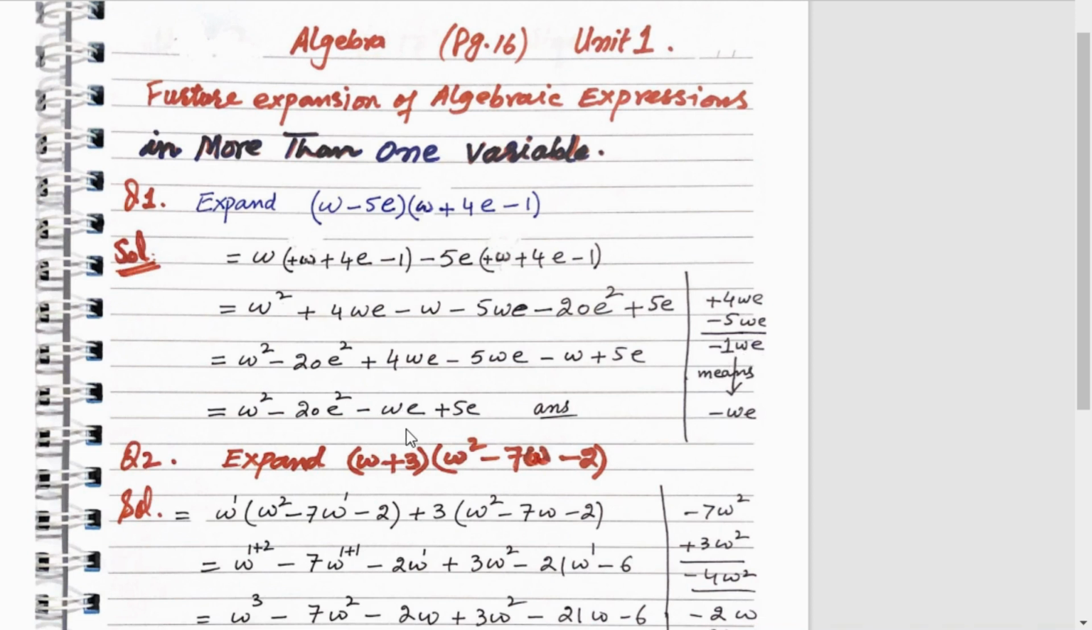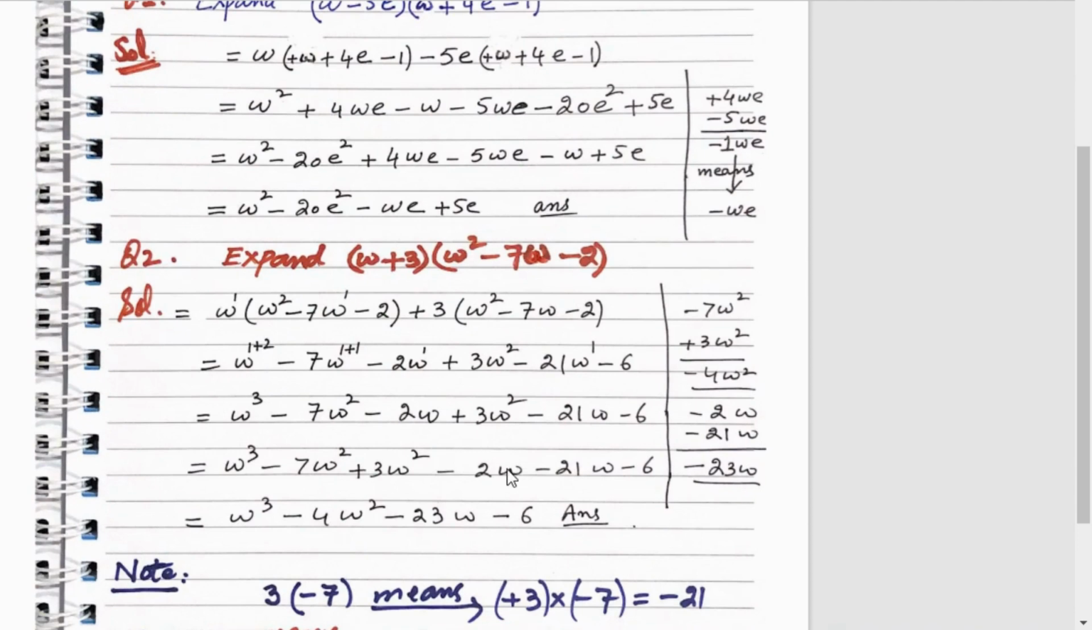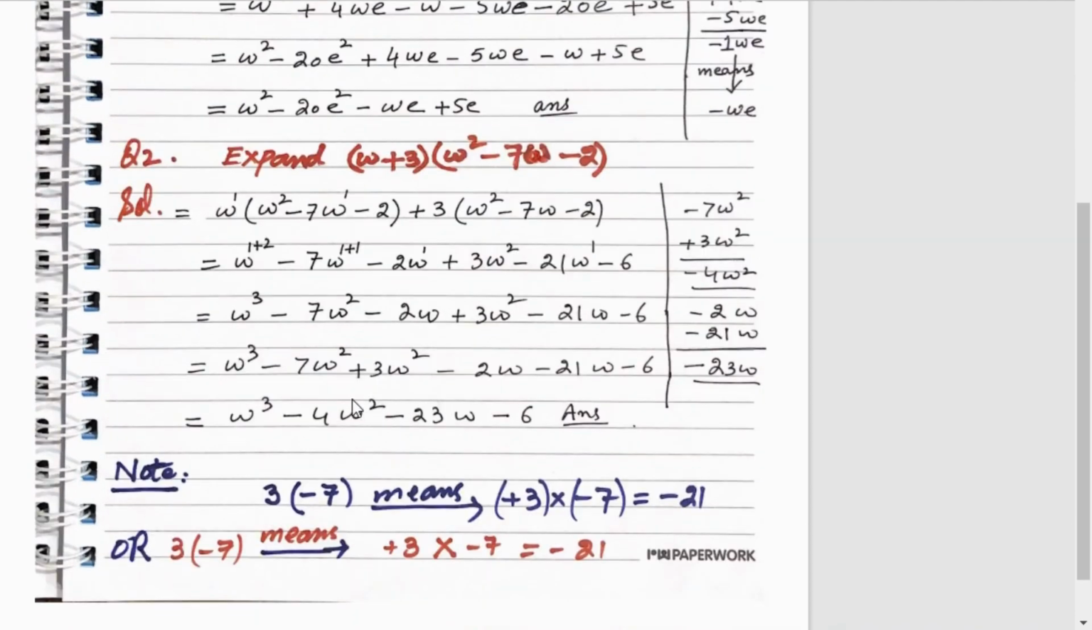It is the simplified form of these two terms. And this whole is the simplified form of this expansion, which is shown to you in the third step. This is the simplified form. We always expand and then we simplify the terms like this. Okay, now come to question number 2.